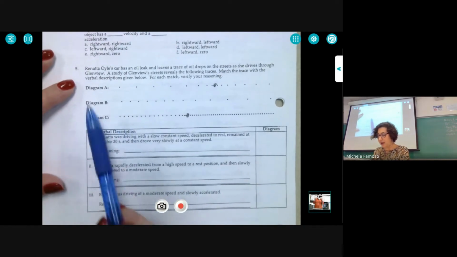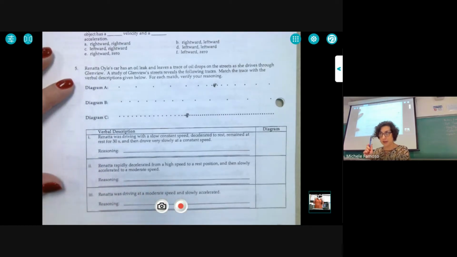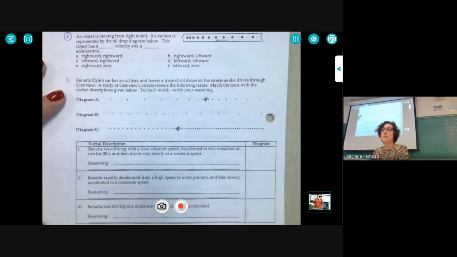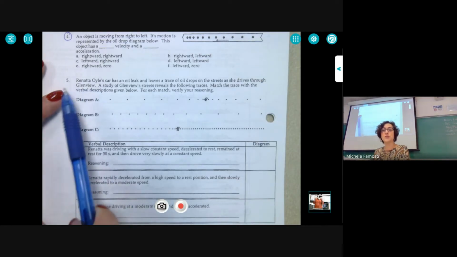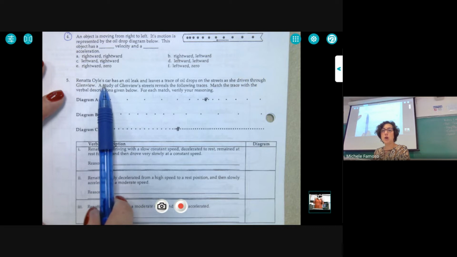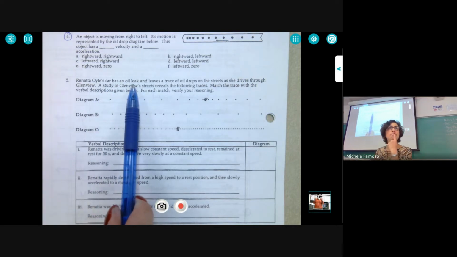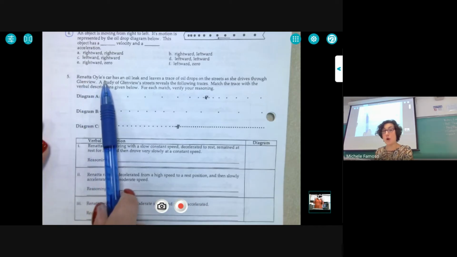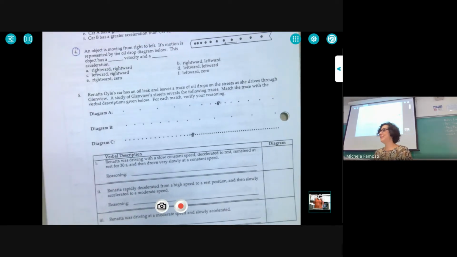Notice in number 5, it says, think about this name. This website, the Physics Classroom, where I got this worksheet from, likes to do a lot of play on words with the names. This is kind of an unusual name of a person. Renata Oil. Her car has an oil leak. What do you think's going to happen to her? Be more specific. She is going to run out of oil. You see that? You get it? Renata Oil, run out of oil.